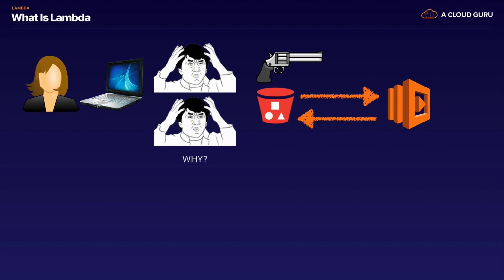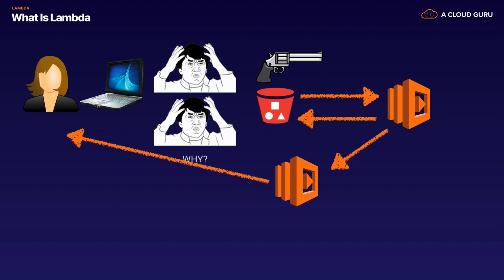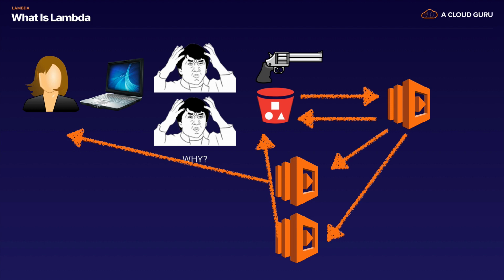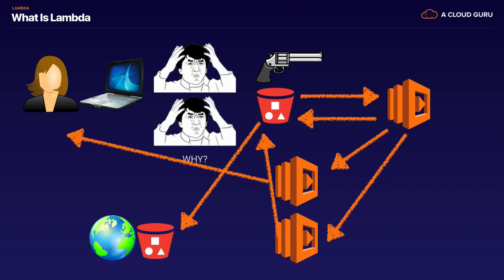And the cool thing about Lambda is it can trigger other Lambda functions. So it can trigger another Lambda function to tell the user that here you go, here's your meme. And it could also trigger another Lambda function to store that meme back in an S3 bucket. And then you could use cross-region replication to store that meme somewhere else in the world.